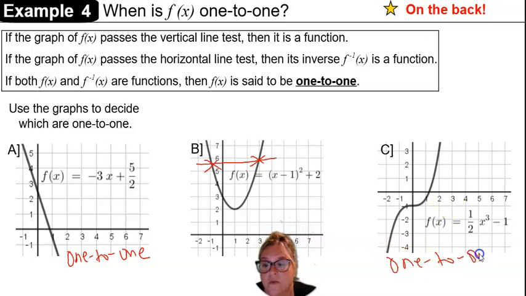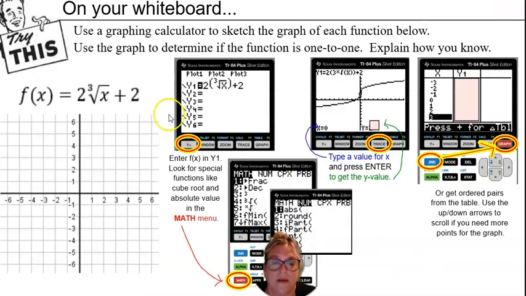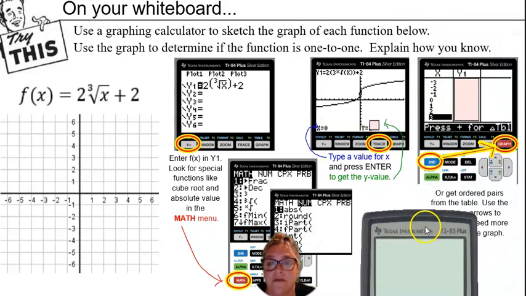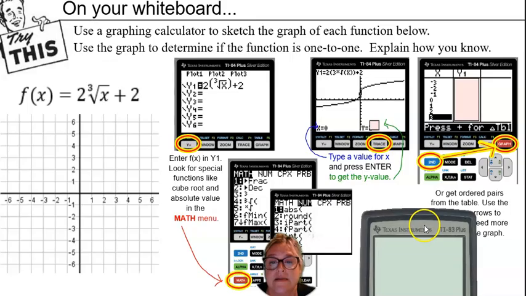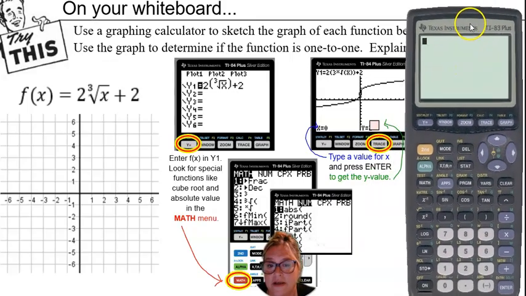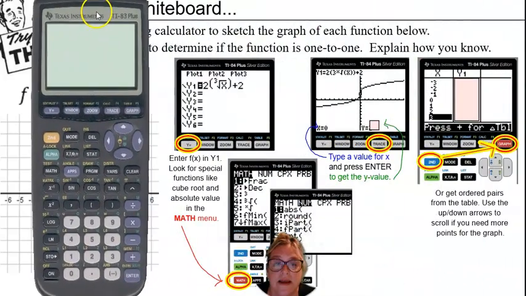For this cube root example, we're going to use the graphing calculator in order to determine whether the function is 1-to-1. And the screenshots in the notes are from the TI-84 Plus Silver Edition that we use in class. The emulator that I'm using here is a TI-83. They're similar in function, but the notation may appear different.